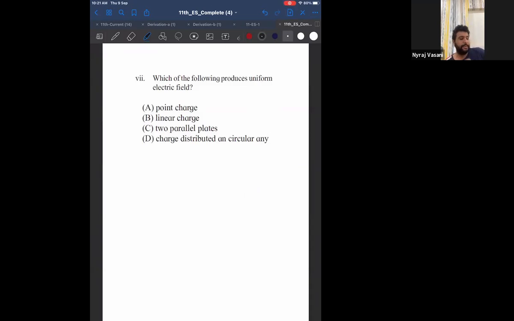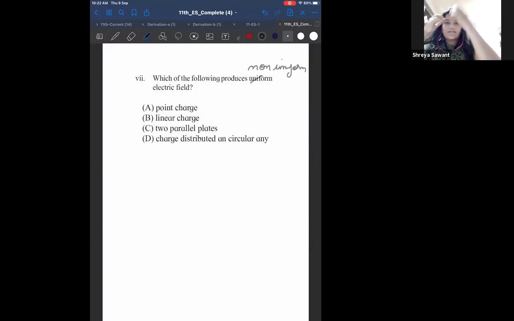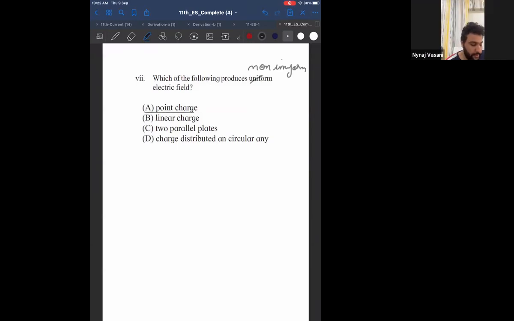Which of the following produces uniform electric field? Answer is 2 parallel plates. We have given the example, we have just written the notes. Now, let me change the question a little bit. Now, you'll also have to change the option a little bit. Now, the question is, which of the following produces non-uniform electric field? Then what would be the option? Point charge. Then can I say answer would be A? Actual answer is C. But if I change the question, answer will be A. Correct, Shreya? Correct, very good.